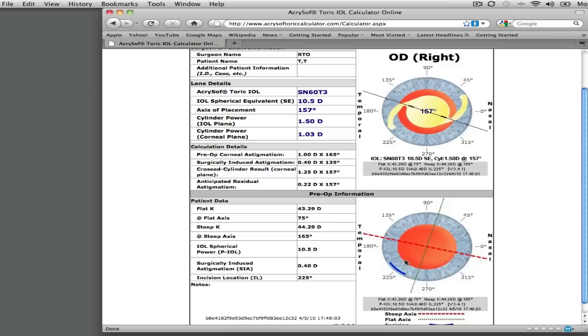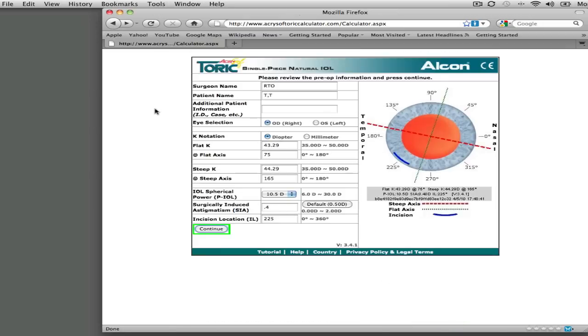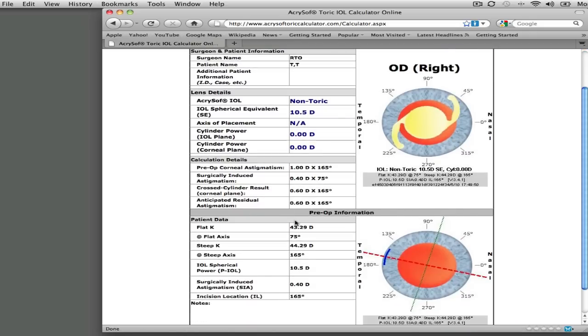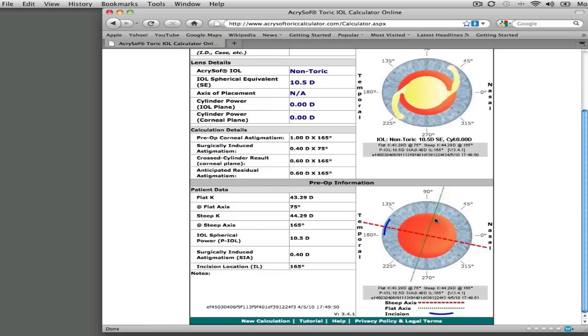So as you can see, if we look at moving this to the steep axis, we move back into the steep axis, 165. Click on continue. We're in the steep axis now. And this time we have an astigmatism of 0.6 diopters at 165 degrees, which is an acceptable amount.